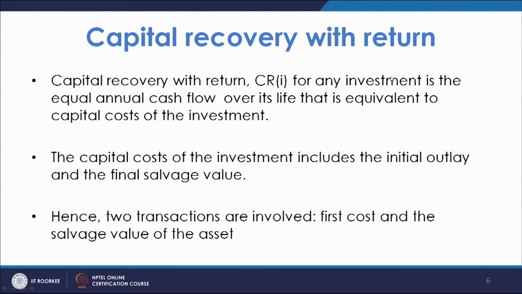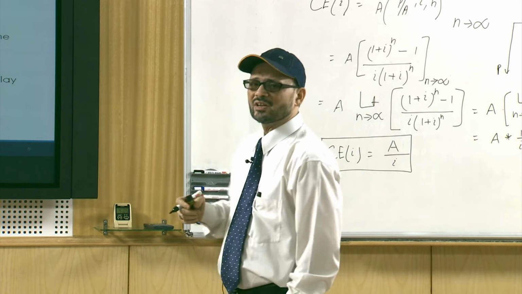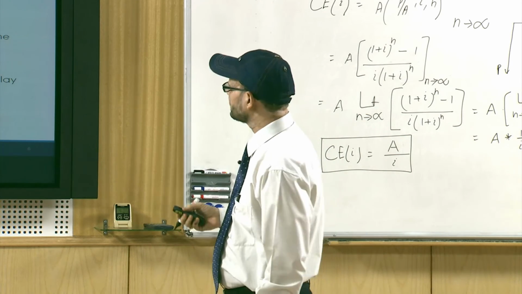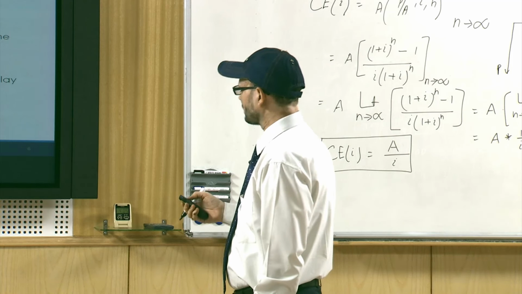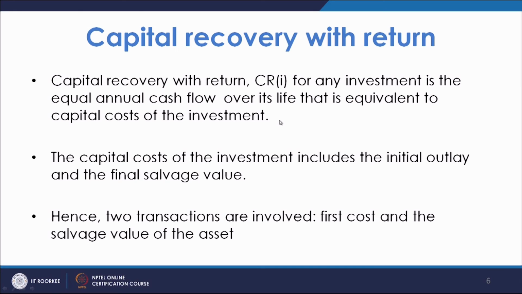For any investment it is the equal annual cash flow over its life that is equivalent to the capital costs of the investment. So, capital cost involves the initial cost and also the return you get after selling the final asset, the salvage value of it. So, capital cost includes initial outlay and the final salvage value. So, you have two transactions involved, first cost and the salvage value of the asset. So, let us see how the cash flow diagram is represented in the case of capital recovery with return.